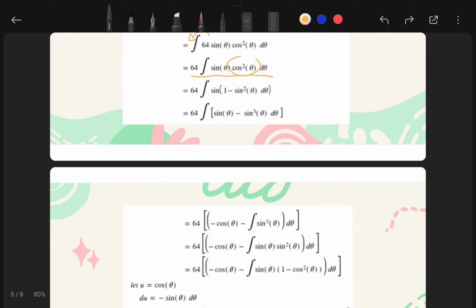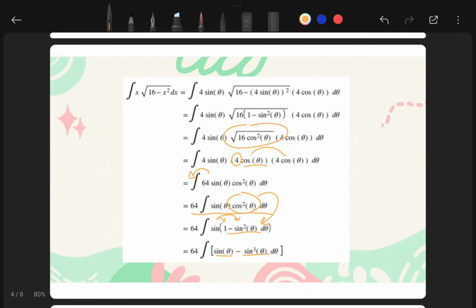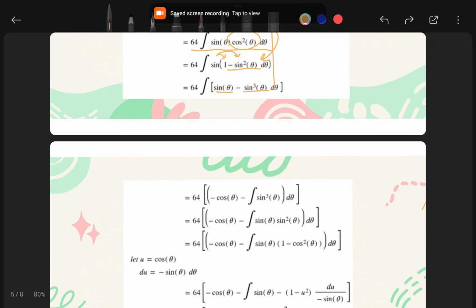After that, we substitute cos square theta equals 1 minus sine square theta. We want to simplify even more by multiplying the sine into 1 and into negative sine square theta, and then we get sine theta minus sine cube theta d theta. For the next calculation, I will give it to my team member to explain it even more. Thank you, Halim, for the explanation.